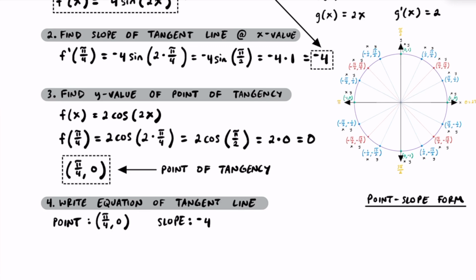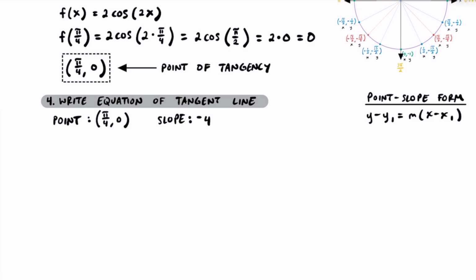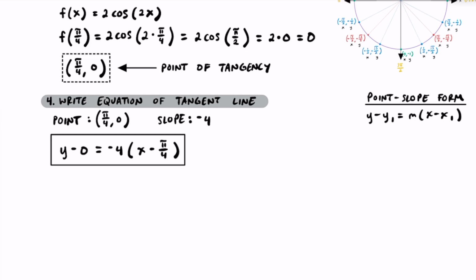And so if we have a point and a slope, we want to remember point slope form, which is this formula right over here. So let's go ahead and plug in what we know. We can use our pi over 4 and 0 as x1, y1. So we can plug it in and say we have y minus y1, which is 0 here, is going to be equal to m, or negative 4, multiplied by x minus x1, or x minus pi over 4. And I think this right here would be the equation of our tangent line. This right here would be our answer.